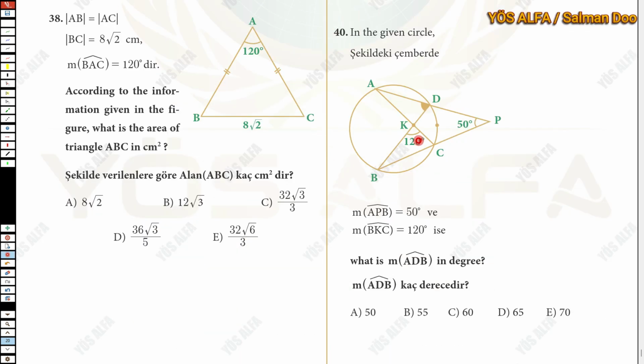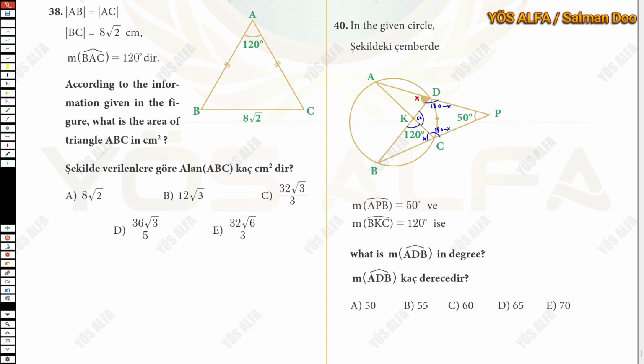40. Two angles are given, 50 and 120. ADB, this angle is at. So let's say this one is x. So this is 180 minus x. And if this is 120, that one is 60. And if this is x, we also know that that one is also x. So this is also 180 minus x. So this is a quadrilateral.